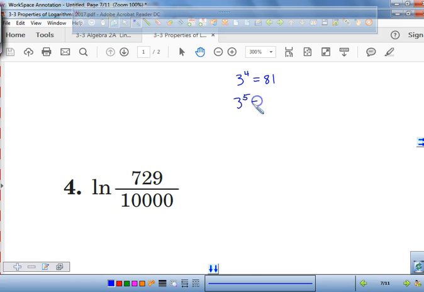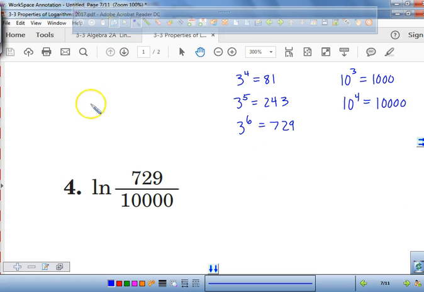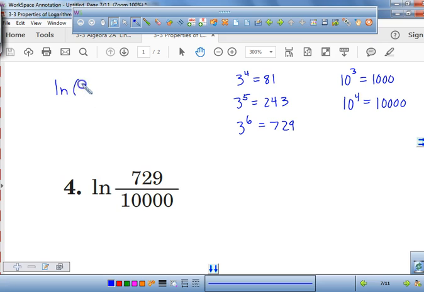3 to the 5th is 243. And 3 to the power of 6, 729. 10 to the 3rd is 1,000. And 10 to the 4th is 10,000. Remember, I want all answers right now. All answers need to be in terms of the natural log of 3 and the natural log of 10. Good luck.